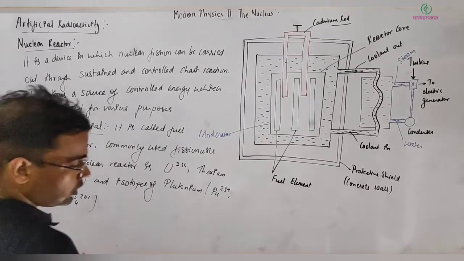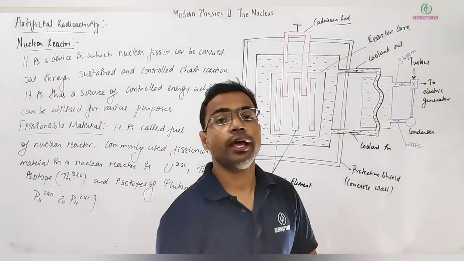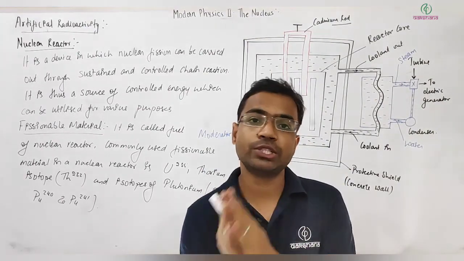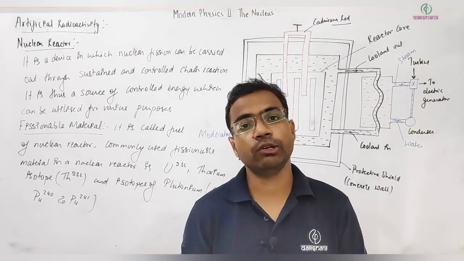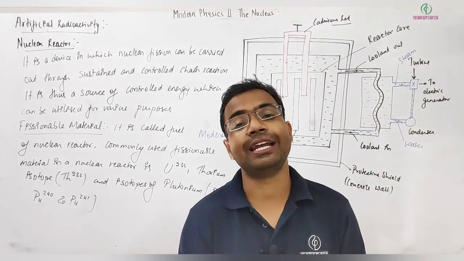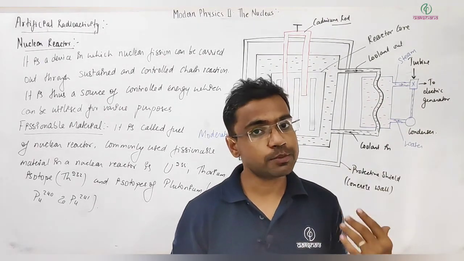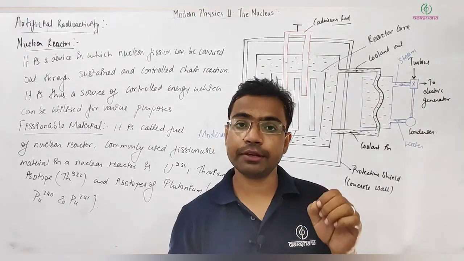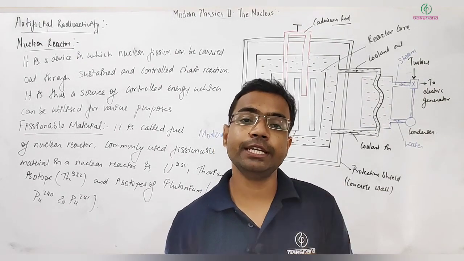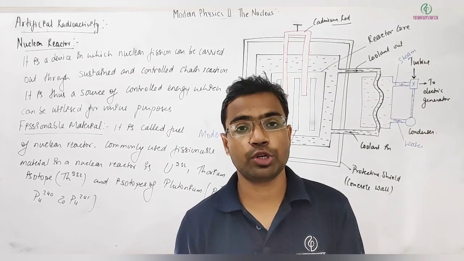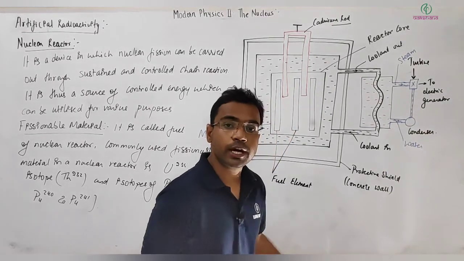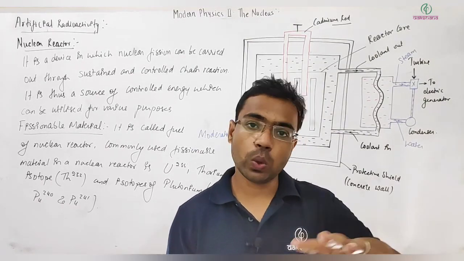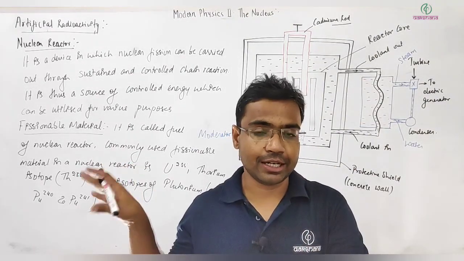Okay, so we saw nuclear fission. It is the process in which heavy nuclei break down into smaller, middle-weight nuclei having higher binding energy per nucleon. In this process, a large amount of energy is released, and for fission to take place we need slow neutrons. And the neutrons which are produced in the fission process are fast neutrons. So that was nuclear fission.